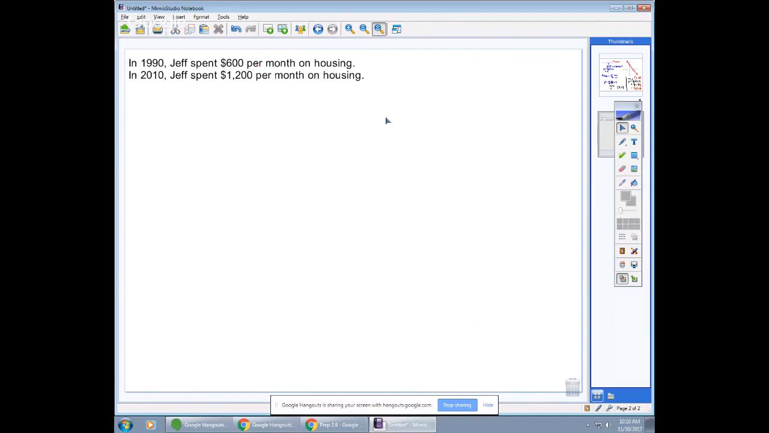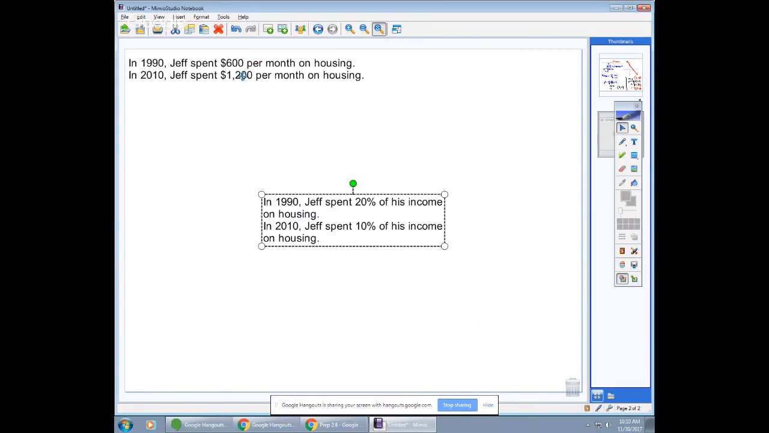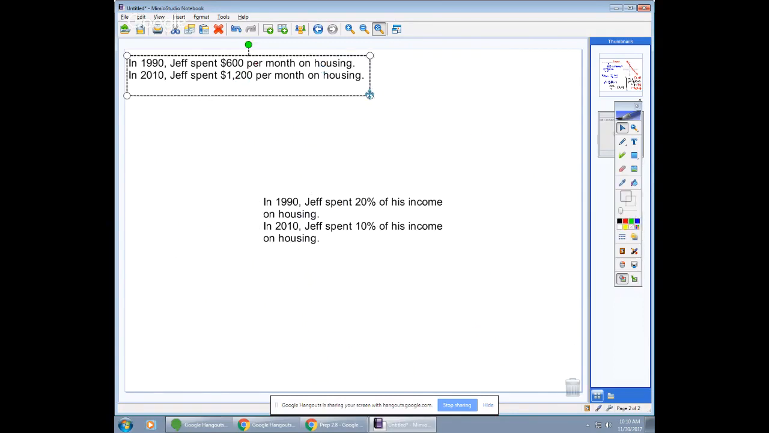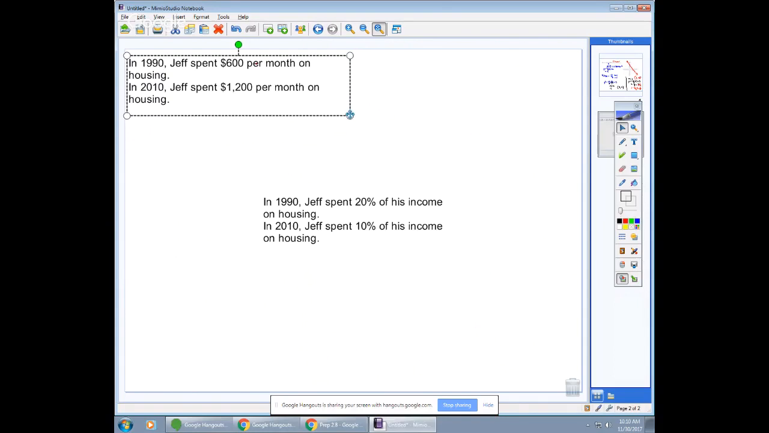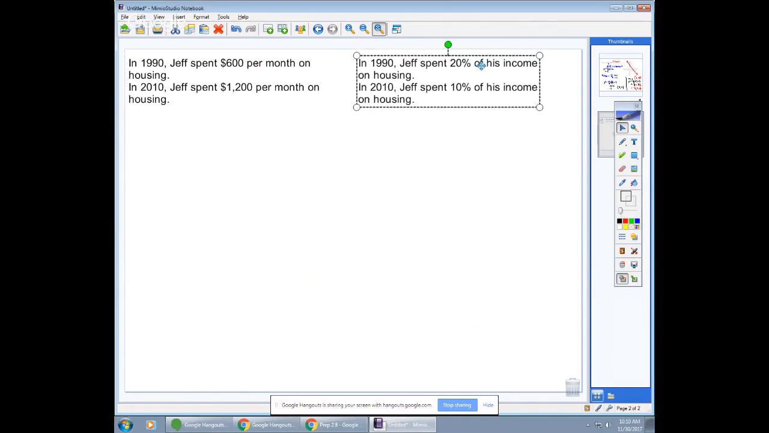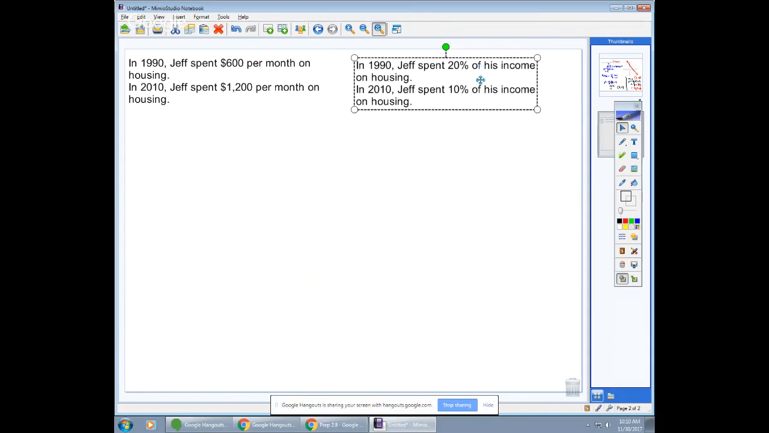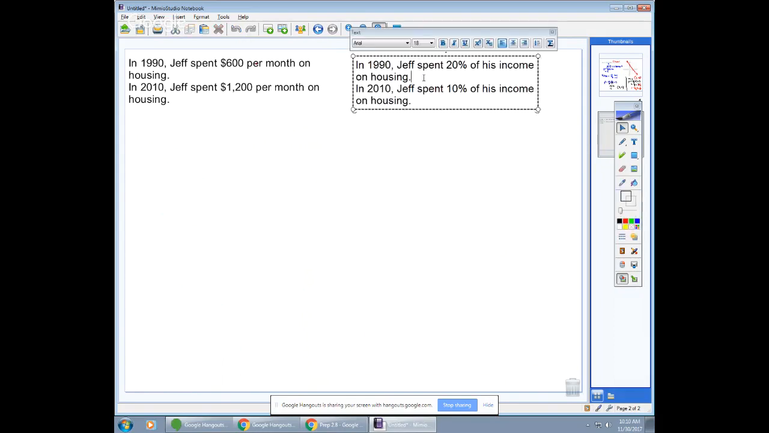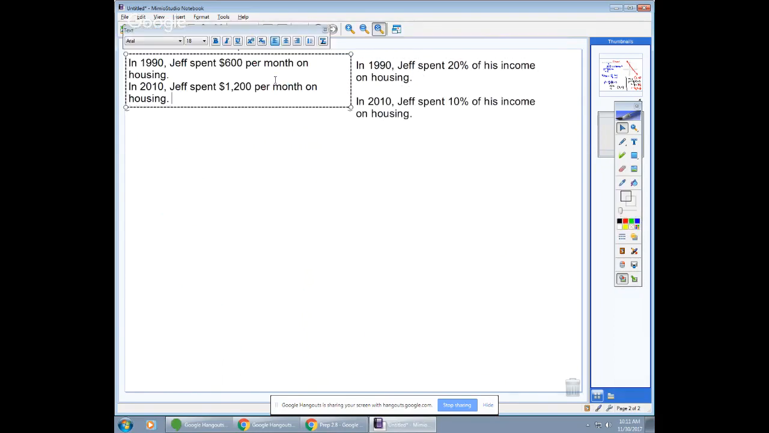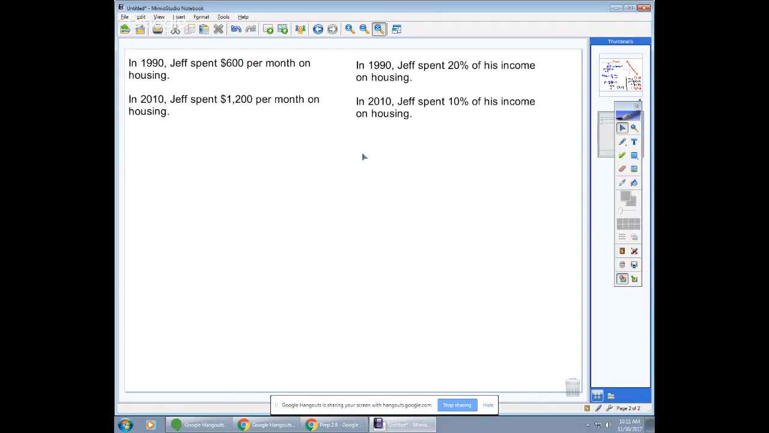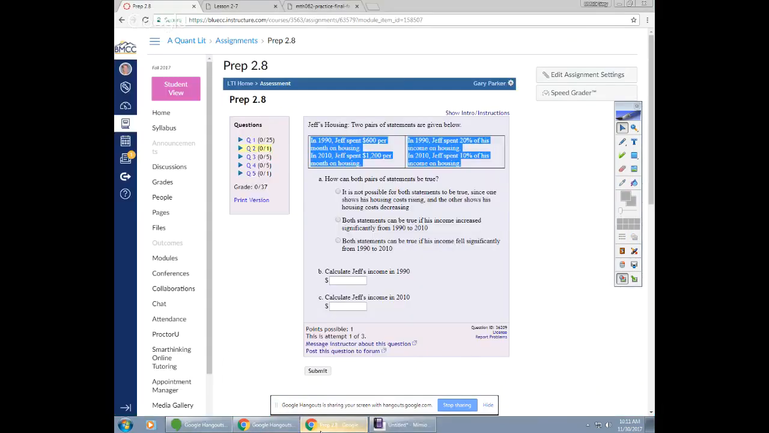So there's one set of statements. Here's the other ones. All right, so we're comparing 1990 rent and income, 2010 rent and income. All right, so what are the questions we have to answer? How can both pairs of statements be true? So you had trouble with B and C, you're okay on that one? All right. So calculate Jeff's income in 1990, calculate Jeff's income in 2010.